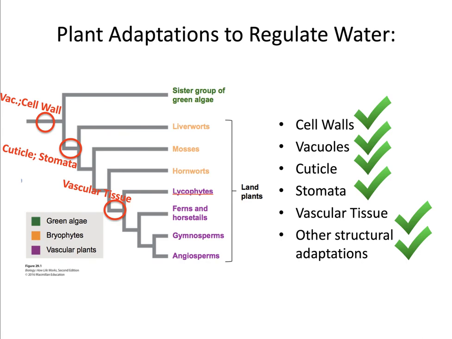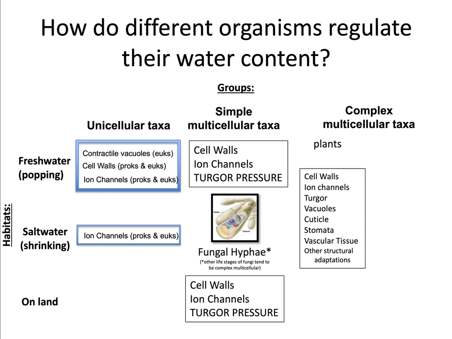So that being said, going back to this summary table of all the ways that different organisms can regulate their water content. We've talked about the adaptations that we see in unicellular taxa in freshwater and saltwater environments. We've talked about some of the adaptations that we see in fungi as an example of simple multicellular taxa when we talk about fungal hyphae.